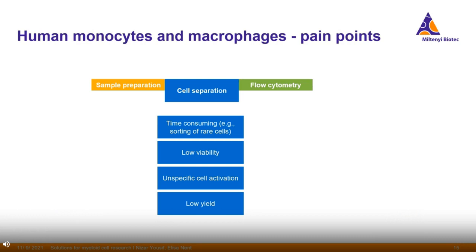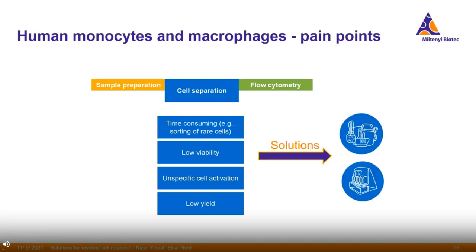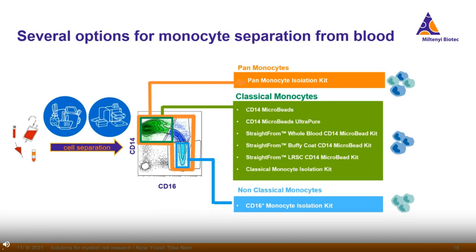Now, let's start with some of the cell separation challenges. Cell sorting requires a long time and causes a loss of viable cells, which affects various downstream applications, and can cause unspecific cell activation. You don't want to have that on your separated cells for reliable downstream applications. Having few cells of interest after separation is a challenge for conducting your experiments. Now, let's talk about our cell separation solutions for these challenges. We offer several solutions for the isolation of monocyte subsets for different starting materials.